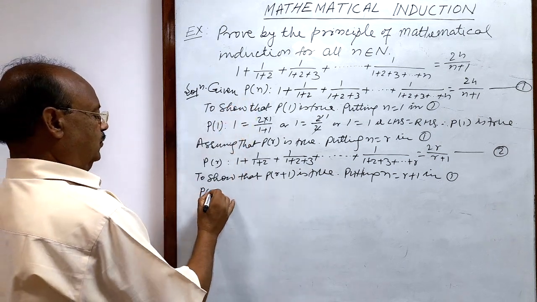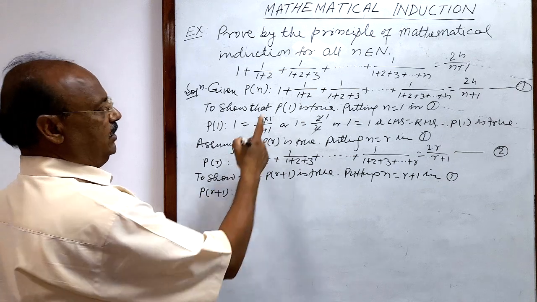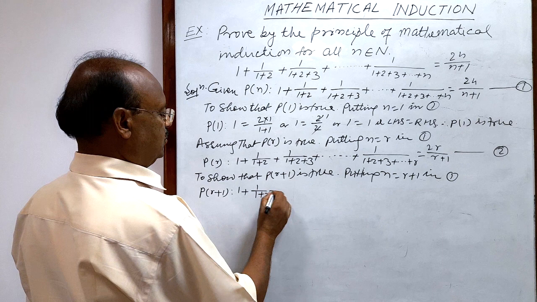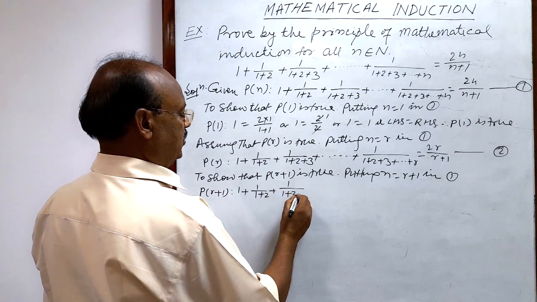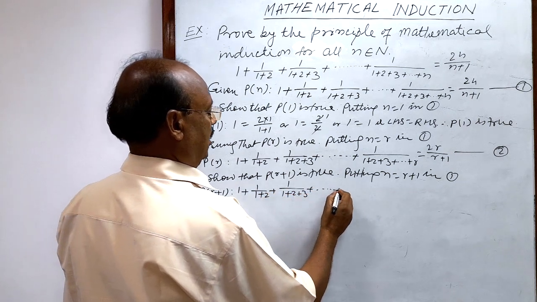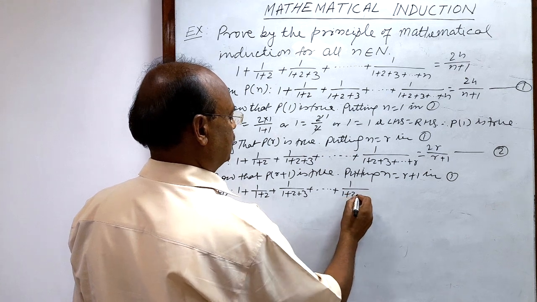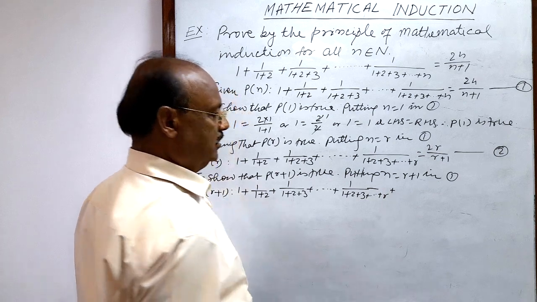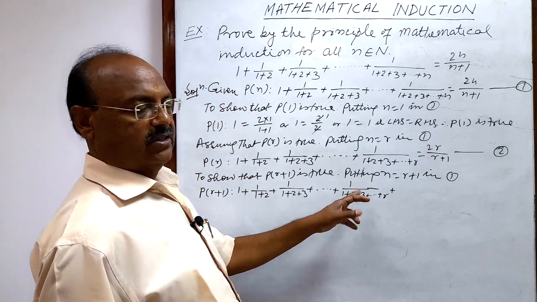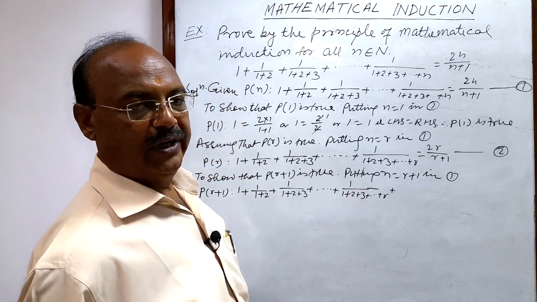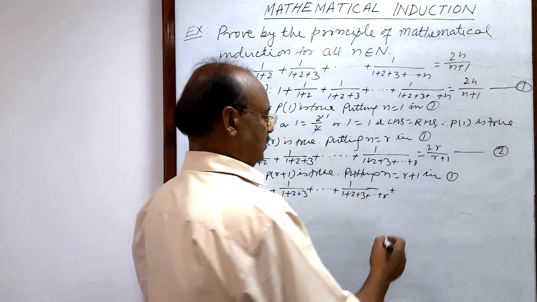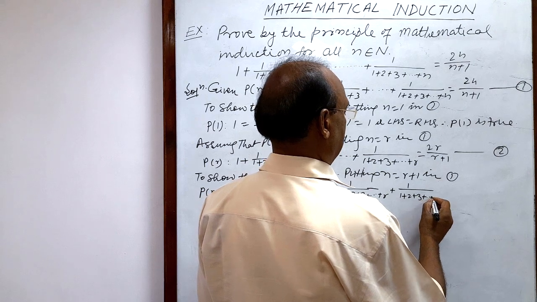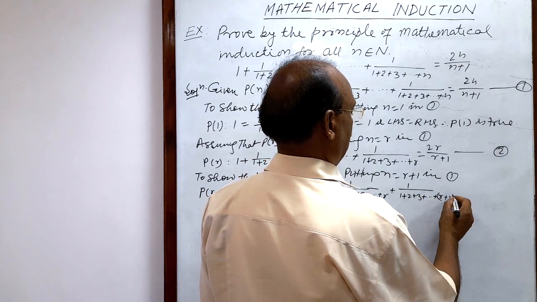So PR plus 1 will be, left hand side is 1 plus 1 by 1 plus 2 plus 1 by 1 plus 2 plus 3 up to plus 1 by 1 plus 2 plus 3 up to plus r. This is the rth term, but we have to put n is equal to r plus 1. So you have to take the next term also, the r plus 1 term also. So this is 1 by 1 plus 2 plus 3 up to r plus 1.